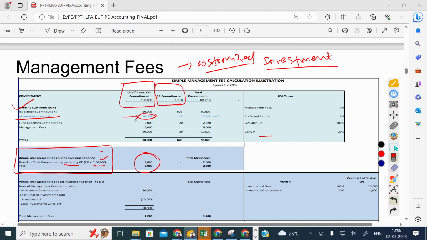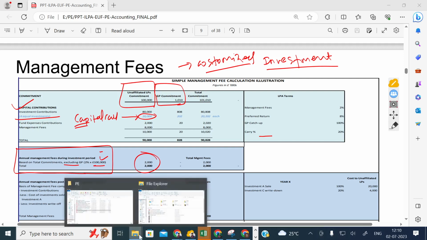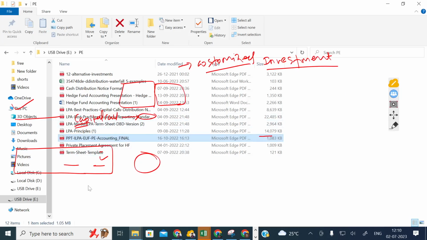Do you agree with this, guys? Yes. Each 20,000, you can call it a capital call. So as an accountant, you will have to draft an email to the investor every time the due date of payment is there. So you will have to send the notice to the investor. How does the notice look? Let me see if I have any open documents quickly.